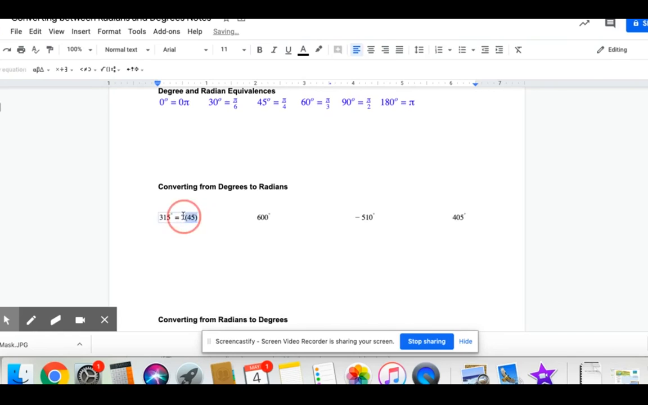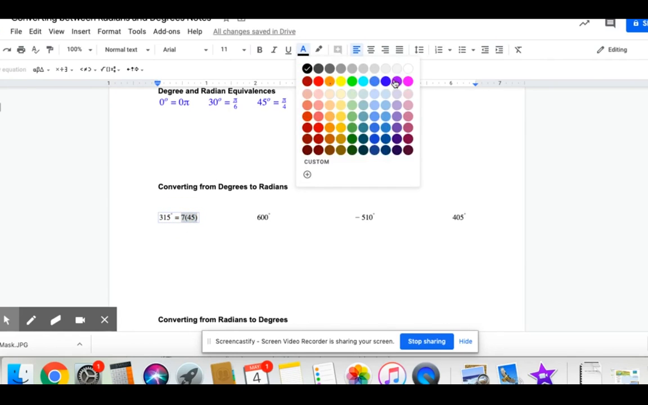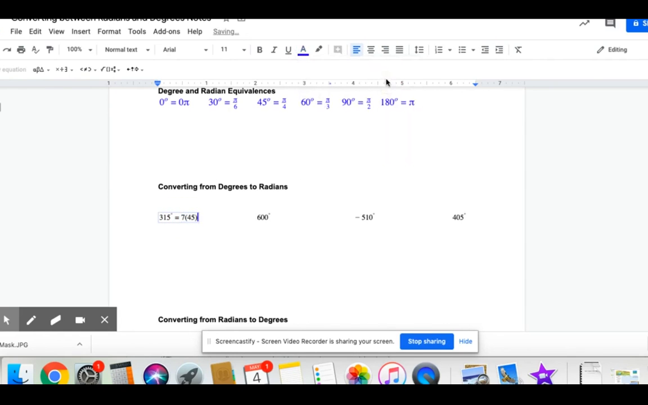However, each 45 degrees, remember, is a pi over 4, which means I have 7 of the pi over 4s, which means that this is the same thing as having 7 pi over 4s. And that's it.